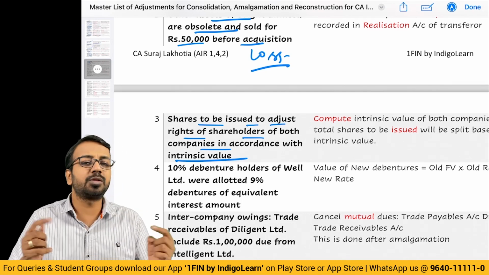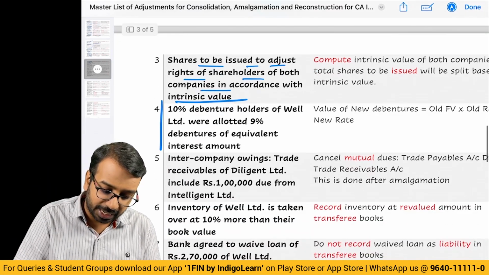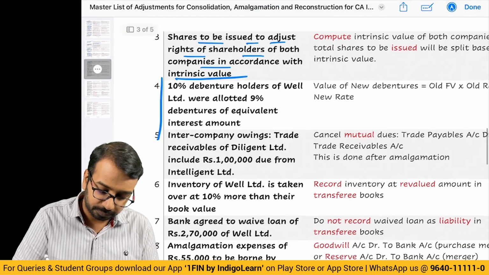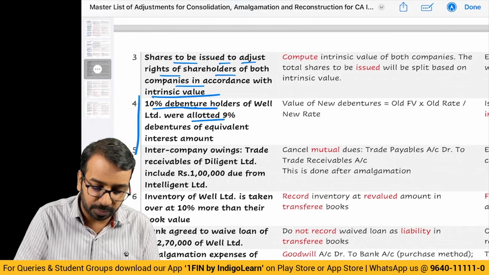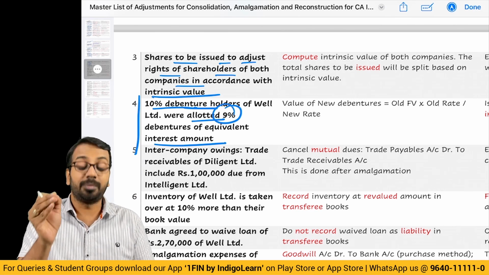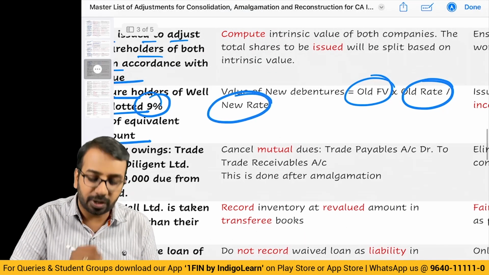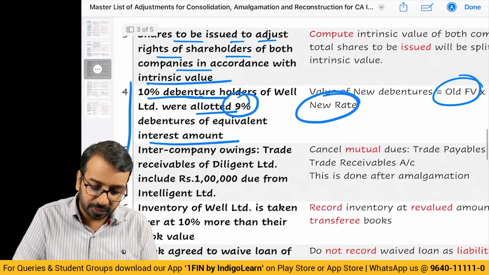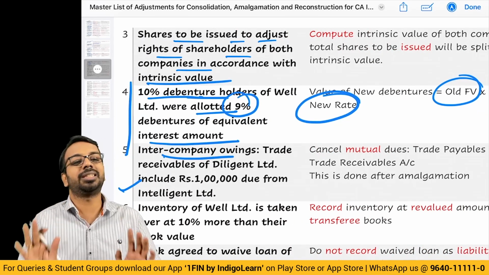This typically happens when two companies are merged to form a third company. Now this is a standard adjustment. If a particular percentage of debenture holders will be allotted 9% debentures to ensure interest income is the same, then what will you do? You will take the old face value, multiply with the old rate, divide by the new rate. Then if intercompany owings are there, you will cancel them after passing the purchase entry, not before that.